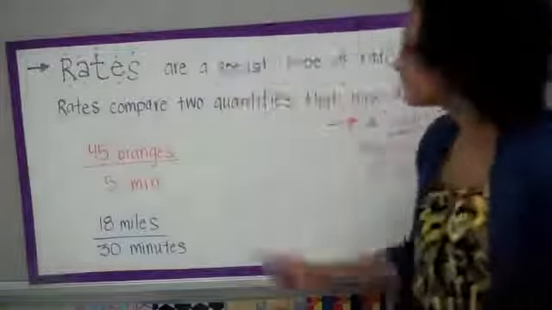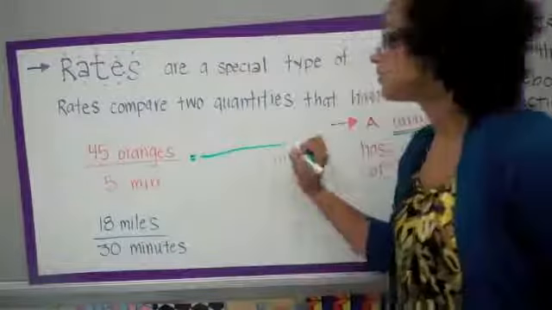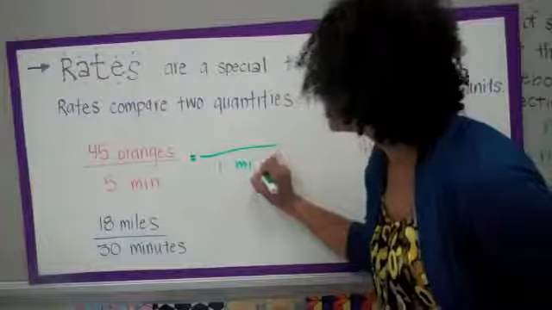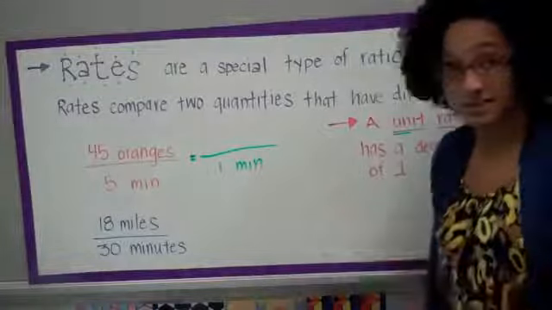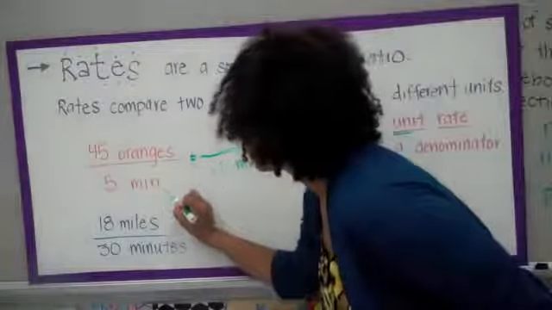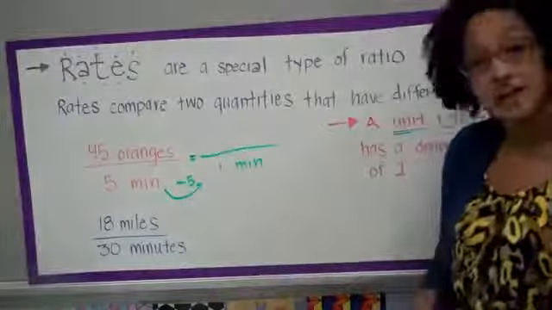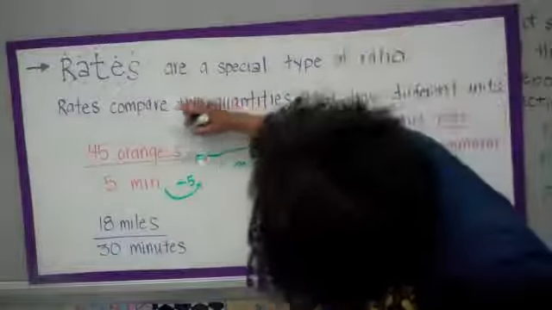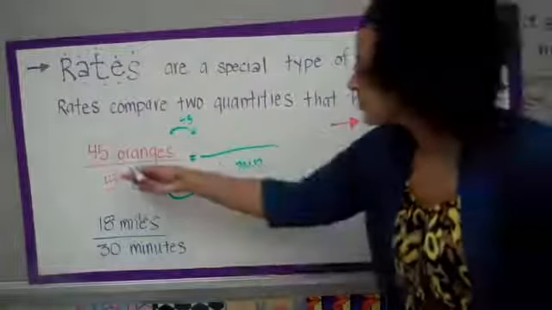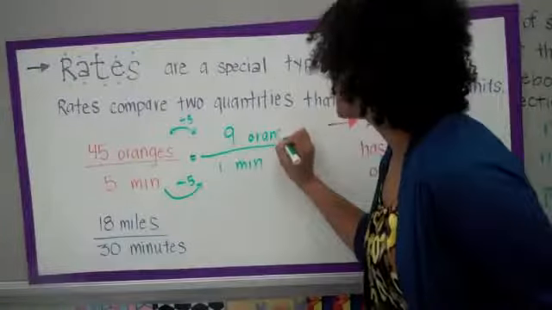So let's look at an example. If I have 45 oranges in 5 minutes, the unit rate would be for me to figure out how many oranges I could eat in 1 minute, because that would be a denominator of 1. So let me think. To get from 5 to 1, I divide by 5. So if I divide the bottom by 5, I have to be fair. I'm going to divide the top by 5. 45 divided by 5 is 9. And so I can eat 9 oranges in 1 minute.